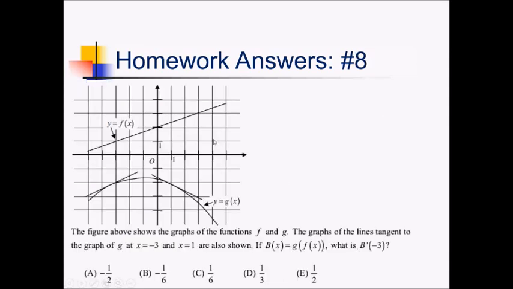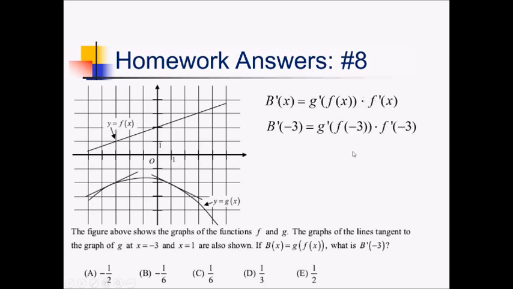On this problem, I've got this graph with the functions f and g represented, and they also drew a couple tangent lines for us. And they're telling us b of x is g of f of x. We want b prime of negative 3. Well, to get b prime, I need to do the chain rule on these functions. So I'm going to have the derivative of the outer function, so g prime of f of x, times the derivative of the inner function, so times f prime of x. And I'm actually doing g prime of f of negative 3 times f prime of negative 3.